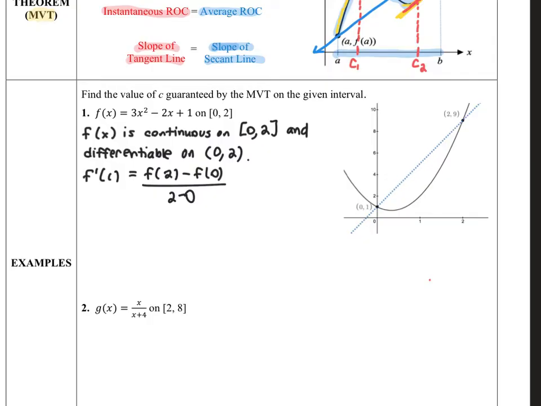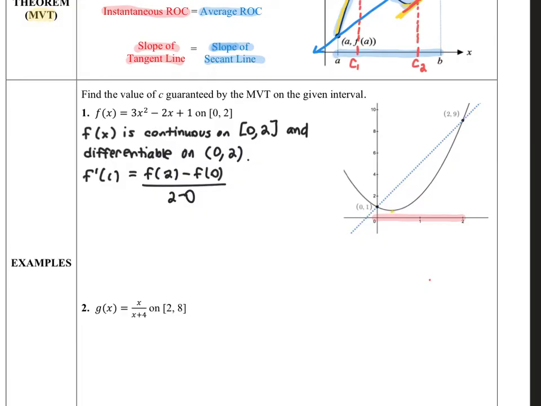And when I do this f of 2 minus f of 0 over 2 minus 0, I'm simply finding the slope of this blue line. And my job is to find a place in between 0 and 2, so on this interval somewhere from 0 to 2, where I can draw a tangent line that is parallel, i.e. has the same slope.